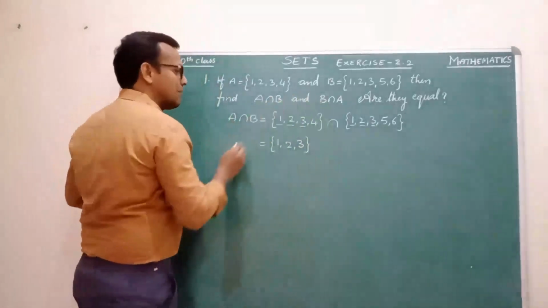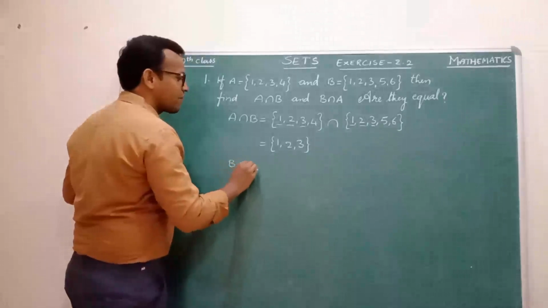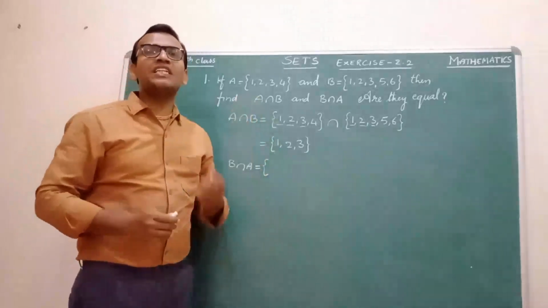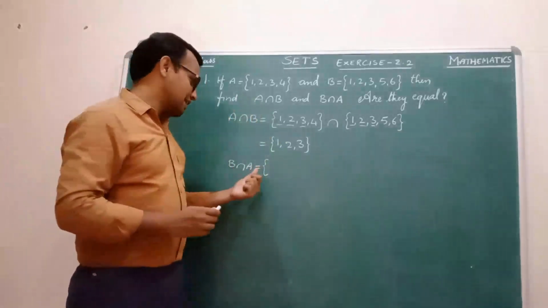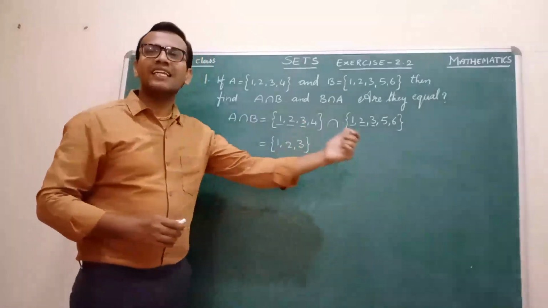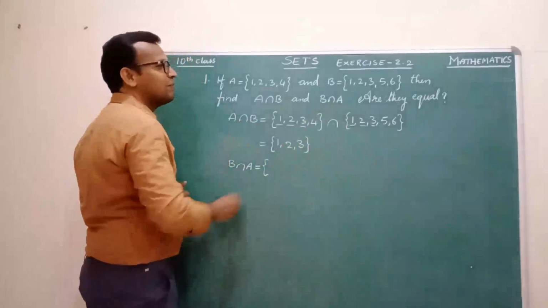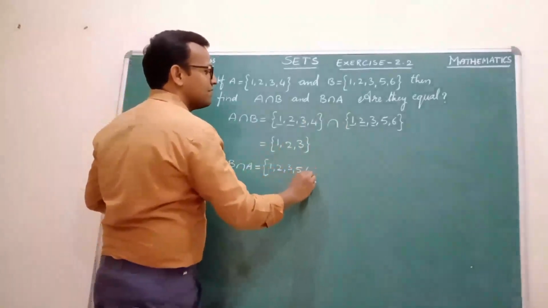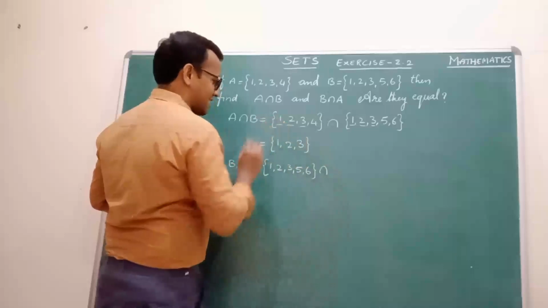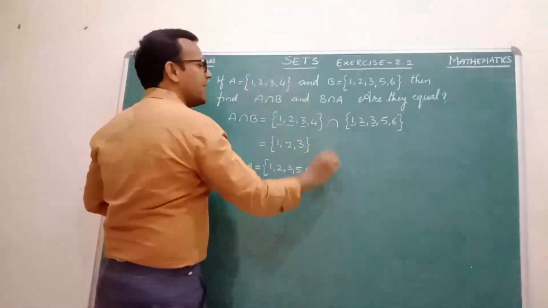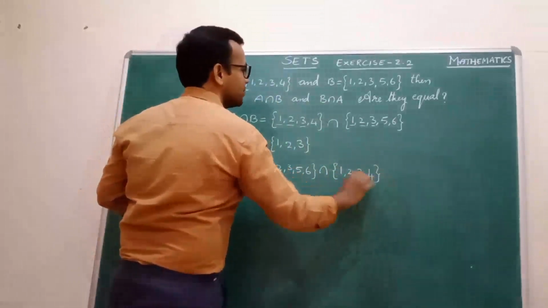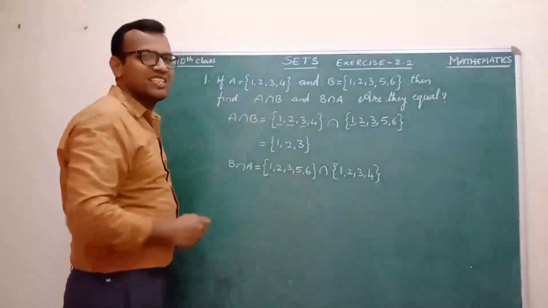Now this is A intersection B. Now let's find B intersection A. Where we need to write set B initially and then set A. Now what is set B? Set B is the set of 1, 2, 3, 5 and 6. Intersection A. Now A is the set of 1, 2, 3 and 4. So just interchange the sets.